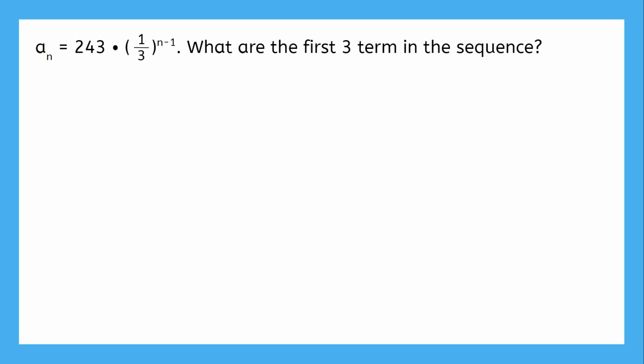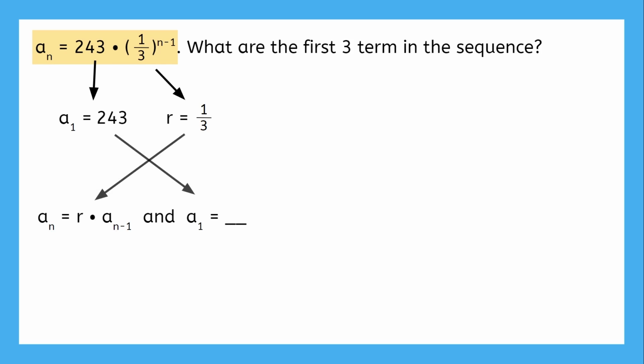Here's another one. Any term equals 243 times 1/3 to the power of n minus 1. What are the first 3 terms? Well, first of all, why are we using an explicit formula to find back-to-back terms? Let's make it recursive by pulling out the first term and common ratio, and then inserting them into the recursive formula. Much better. This recursive form works a lot better with the problem.